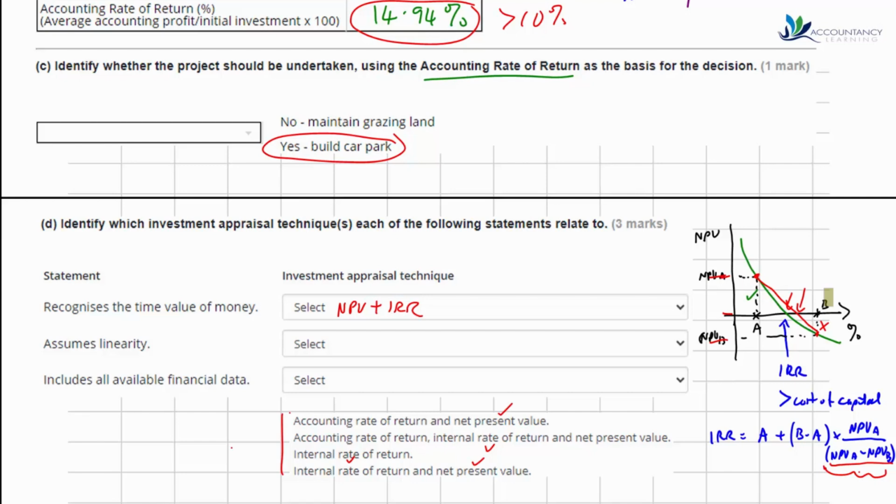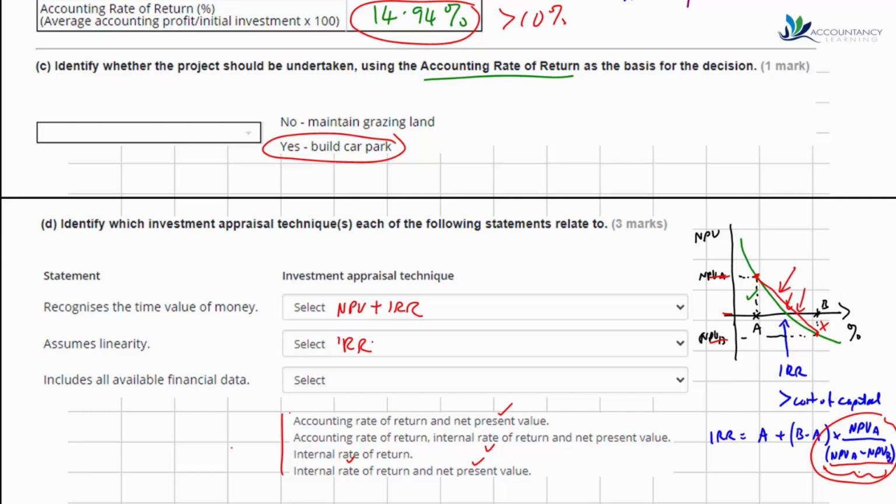So yes, we do use linearity now because our formula, this part here, uses a straight line to work out what do we think the crossing point is for the curve as it crosses the horizontal axis. So yes, the internal rate of return assumes linearity, because it's just an approximation for what we think the correct number should be.